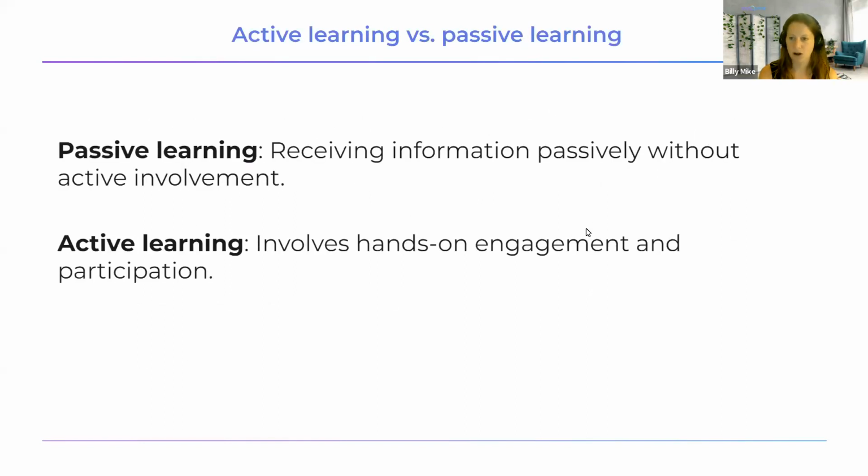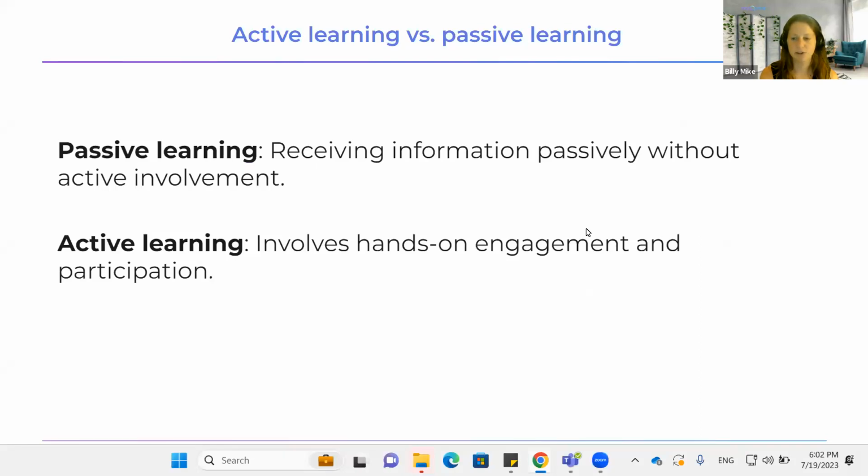So let's first talk about the definitions of passive learning and active learning. Passive learning is any form of learning where people passively absorb information. It could be by watching videos, by reading textual content, or listening to a lecture or audio, or any form of content that they're consuming.